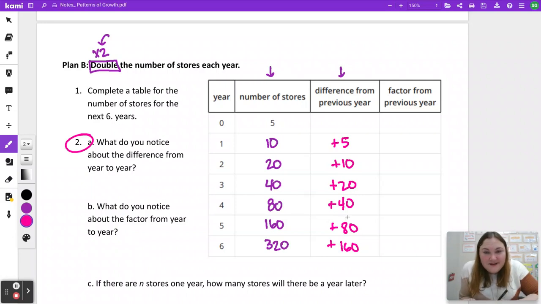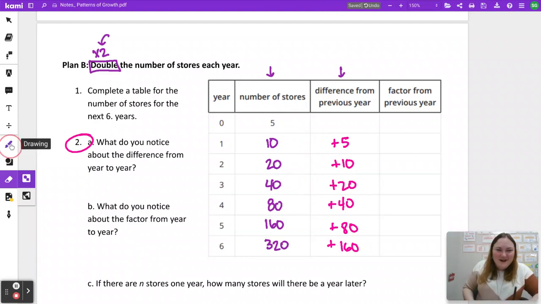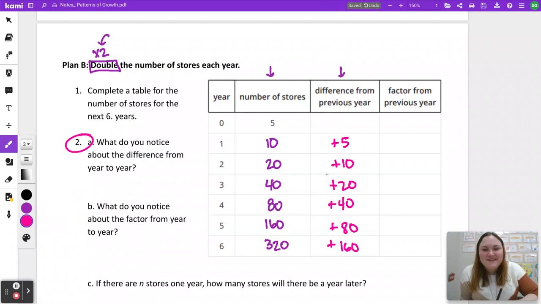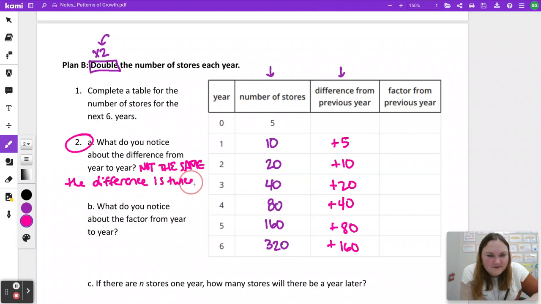There's some other things you might notice. So I've had some people notice that these numbers are the same. It's kind of just shifted down like that. That's just related to the word double, which is a great observation. I've also had students say that the amount that they're increasing by is twice as much each year. So we might say that. But I think the biggest thing is it's not the same, right? The difference is not the same from year to year. So we could say something like the difference is twice as much each year. Each year that we move into the future, they're adding twice as much as they had the past year.